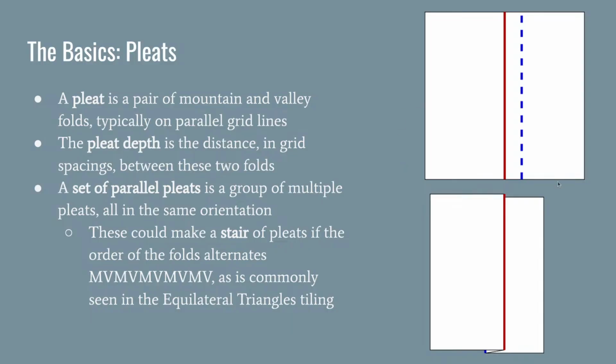And then moving on to folds that stay in the final pattern, a pleat. A pleat is a pair of mountain and valley folds, typically on parallel grid lines. There's all kinds of exceptions to this in other people's folding, but not in mine. The pleat depth is the distance in grid spacings between these mountain and valley folds.